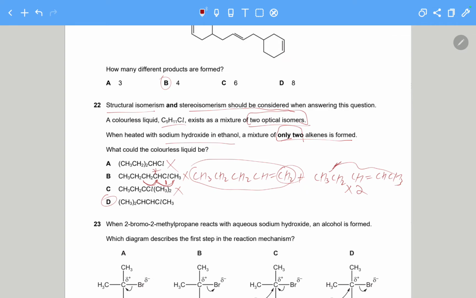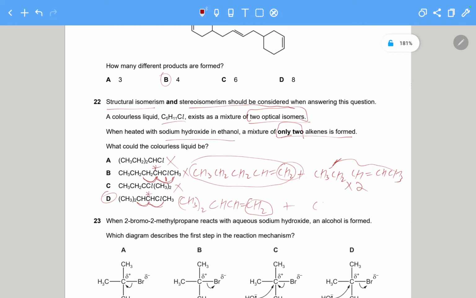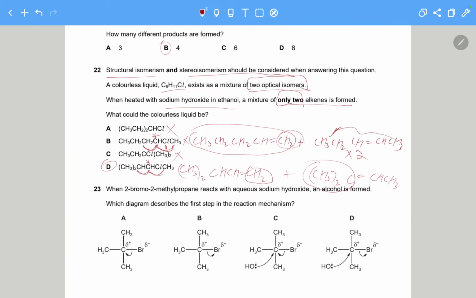(CH3)2CHCHClCH3. This one is a chiral center. You can see for yourself 4 different groups attached, and when elimination happens, a double bond can form between these 2 carbon atoms or these 2 carbon atoms. So the 2 products that we get are (CH3)2CHCH=CH2. This will have no cis trans isomers, only a single isomer because this carbon has 2 identical groups, plus (CH3)2C=CHCH3, and this one will also not have any cis trans isomers because this carbon atom has 2 identical groups attached. So in total we are getting only 2 products, which is what we want. So option D is correct.